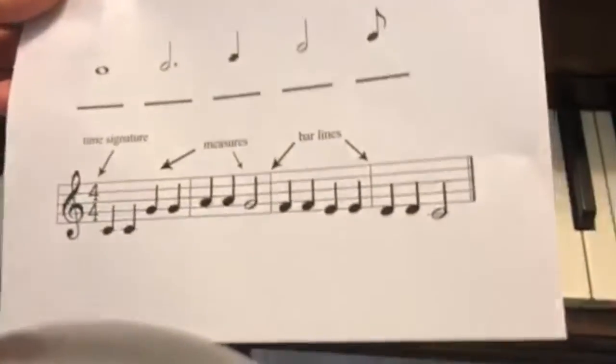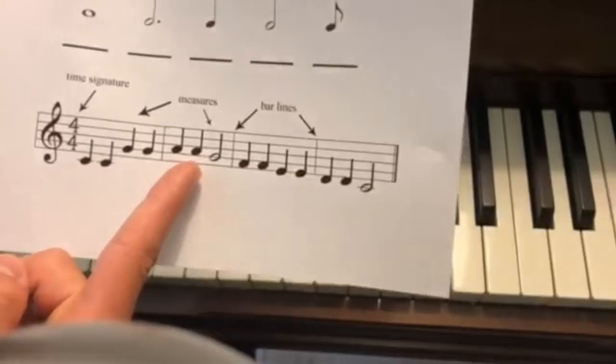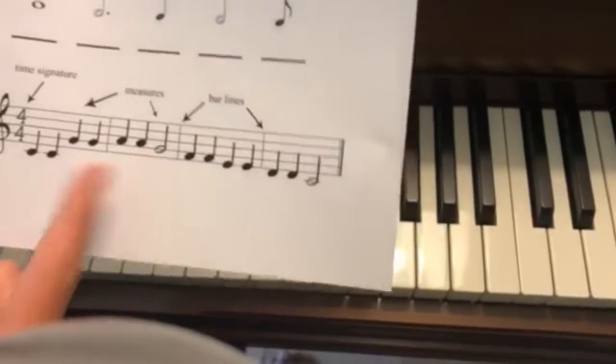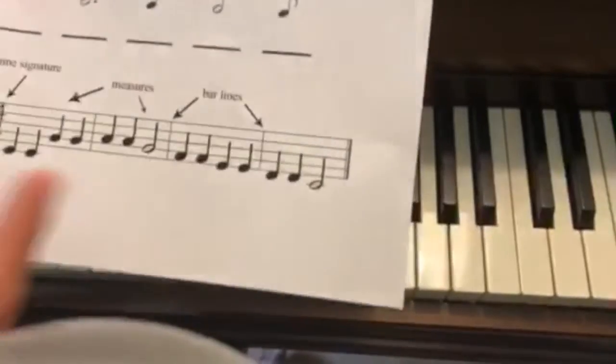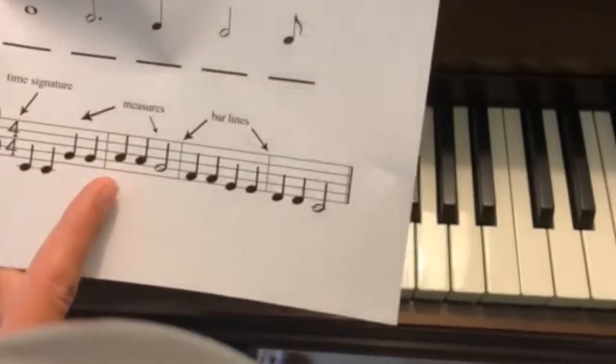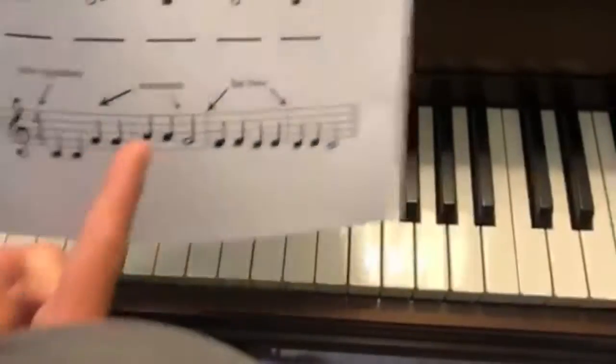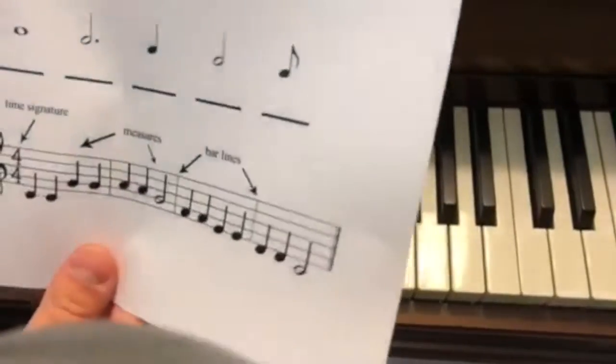Some other common note types are half notes. There's a half note right here and right here, which means that they are held for half of the measure. Here we have 2 quarter notes, and a quarter plus a quarter is a half, and then we have a half note, so that fills the measure perfectly.